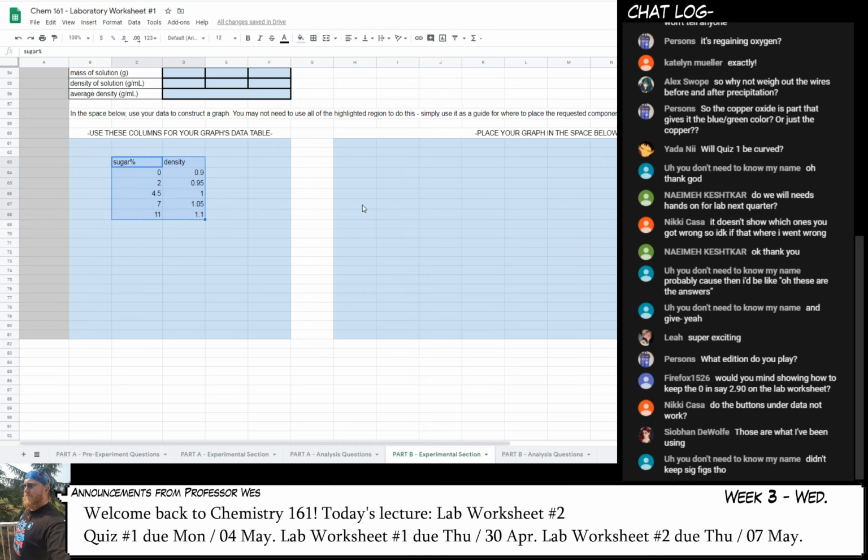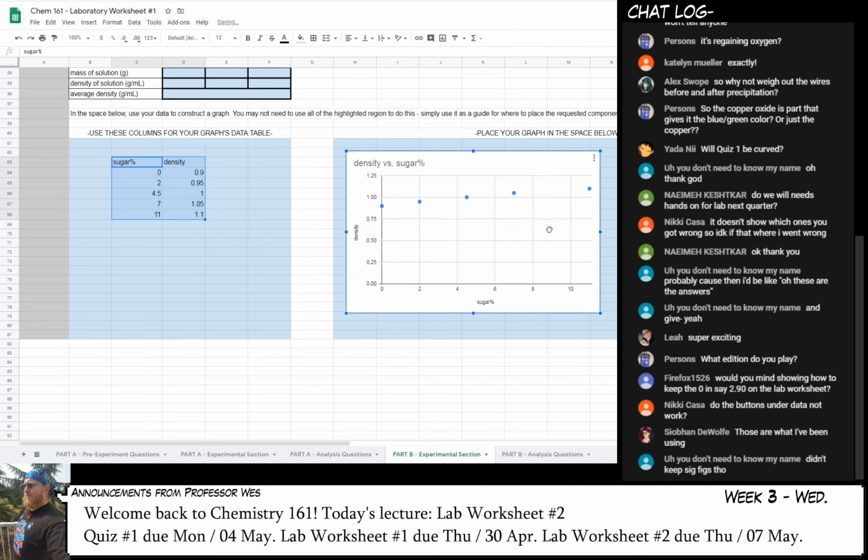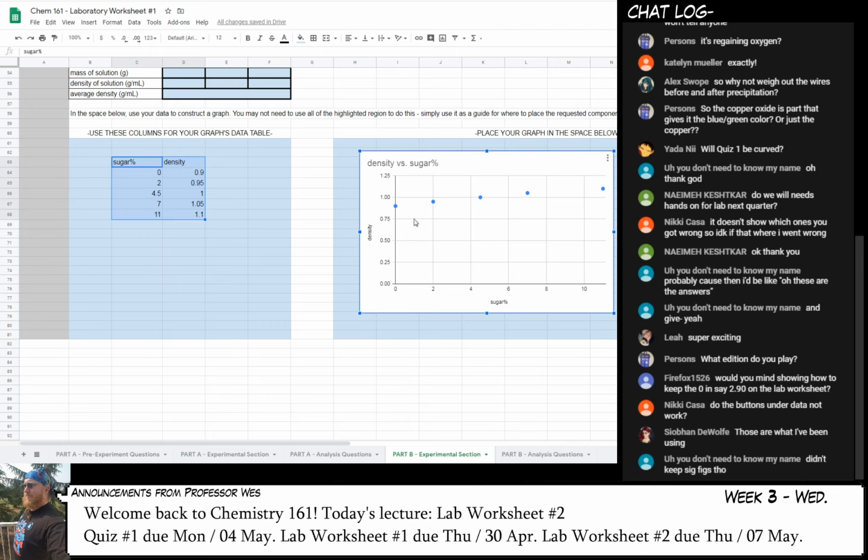So if I do this and I insert a chart, and I want it to be scatter, you can select what you want. Okay, cool. But this is what you want. You want your chart to look like this. Some things that you can do to make your chart a little more readable. For example, I'm not using any of these numbers from 0 to 0.75, so I can just do this.